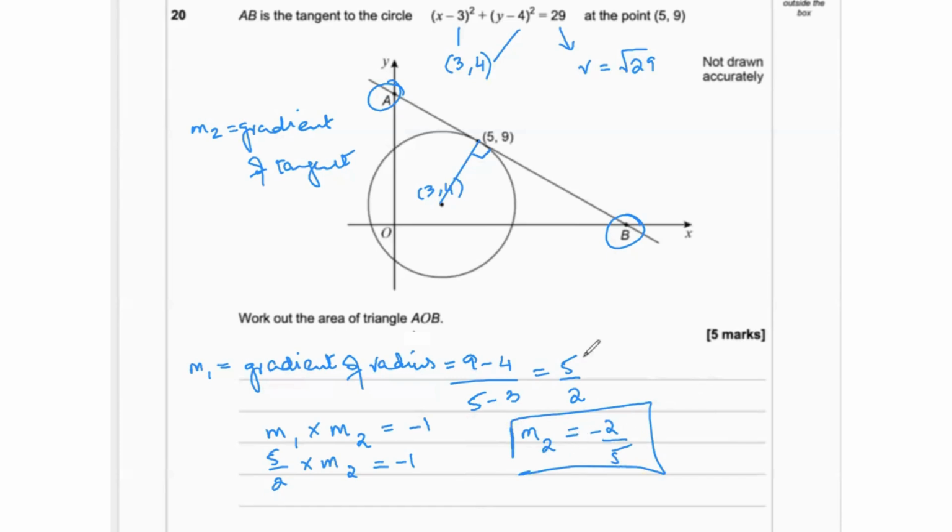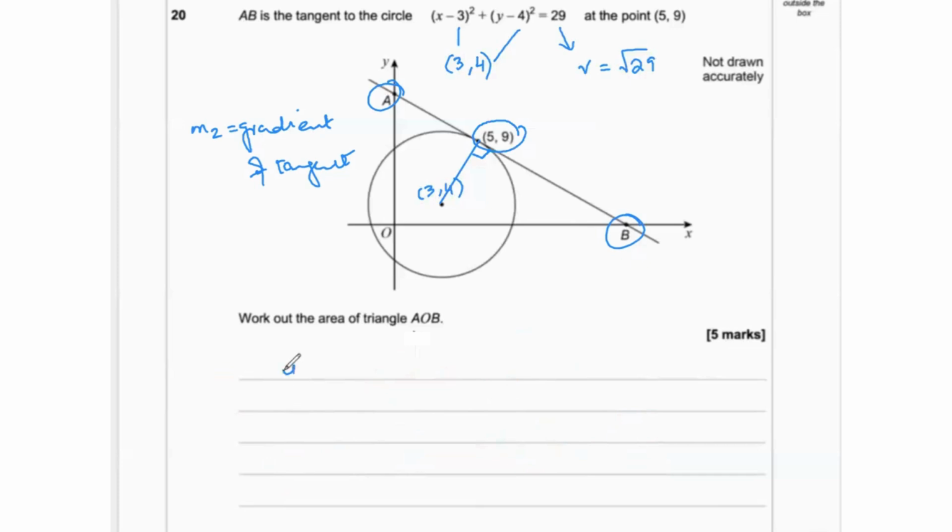So using this gradient and this point (5, 9), you will figure out the equation for the line AB. So y − 9 equals −2 over 5 times (x − 5). I'm using point slope form. You can use slope intercept as well. Either way, we're going to get the same equation. 5y − 45 equals −2x + 10. 5y equals −2x + 55.